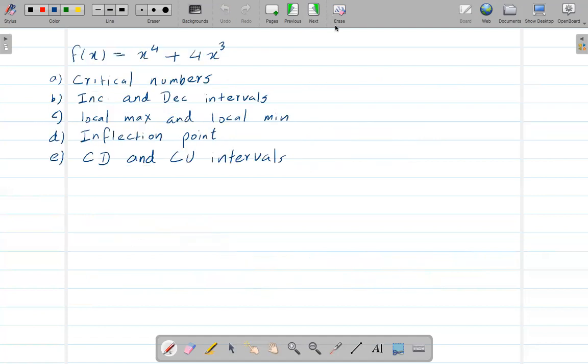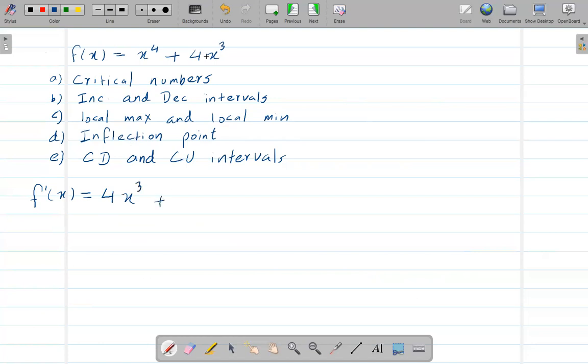There is a way of finding the inflection point. Again, let's follow all of these steps. That way we will be finding the inflection point, and also the concave down and concave upward intervals. First let's find the critical numbers. To find them, we need the derivative f prime, which will be: the 4 comes down, and x to the power 4 minus 1 is 3.